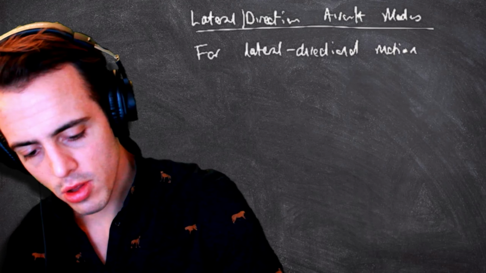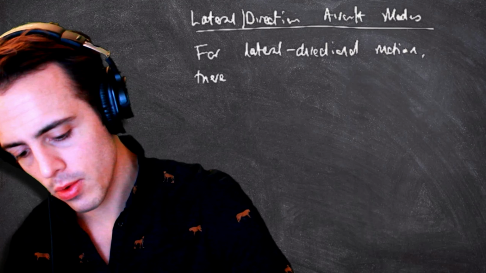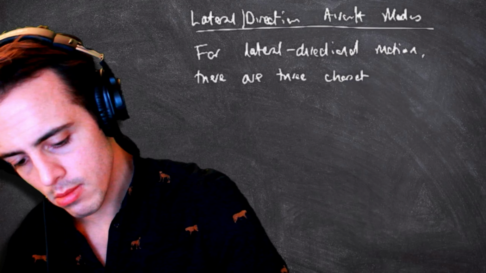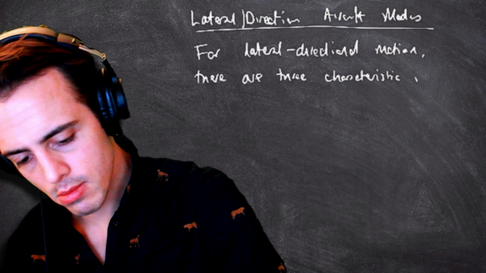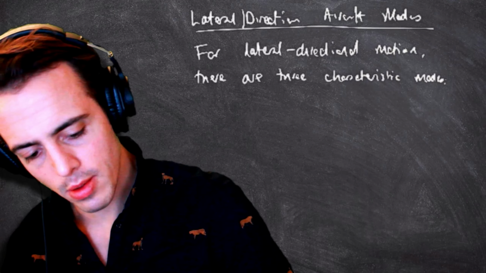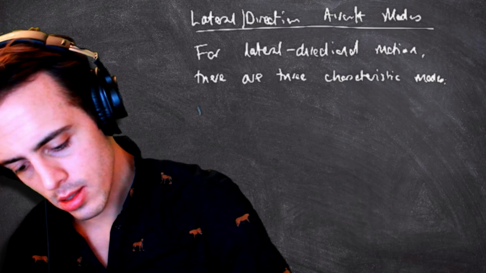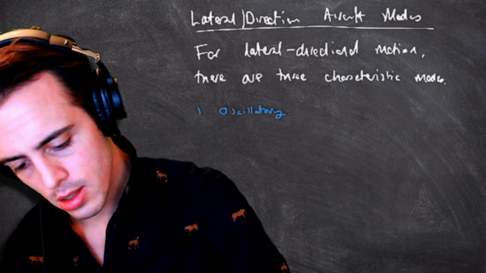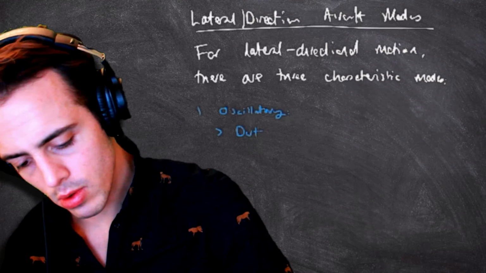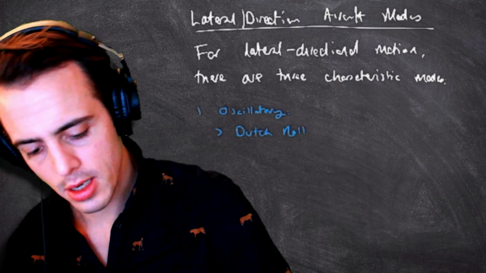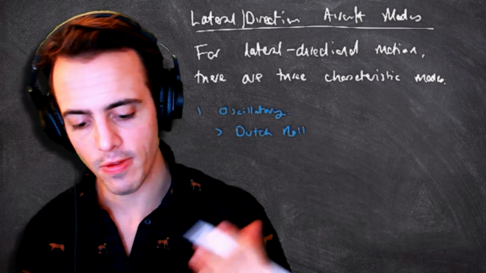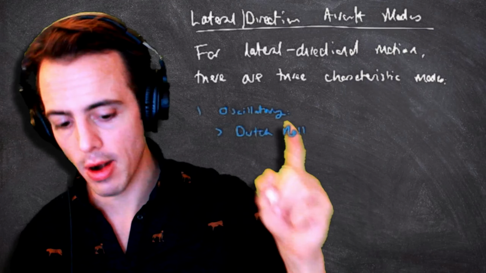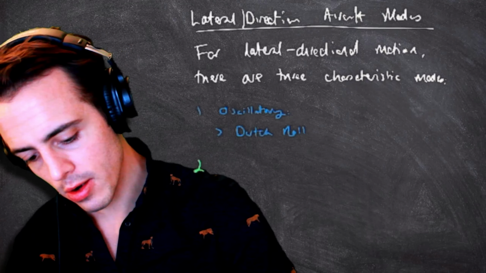So for lateral directional motion, there are three characteristic modes. We'll talk about them. We'll say one oscillatory, and this is called the Dutch roll. And this is one that should be stable for an aircraft to be certified, but can be made stable through the use of a yaw damper. And we'll talk about this mode and where it comes from. And then we've got two non-oscillatory.